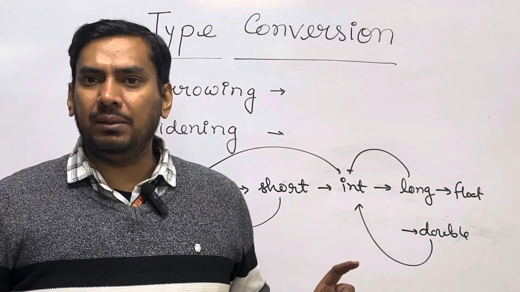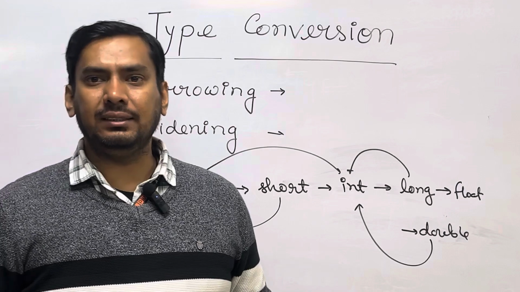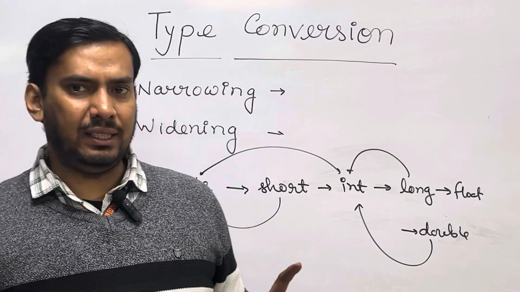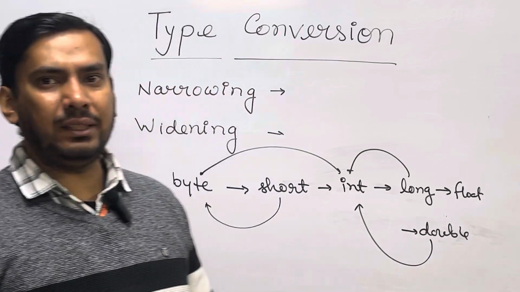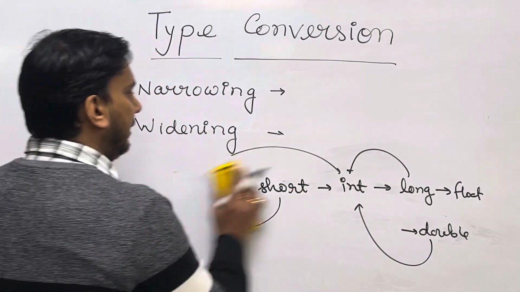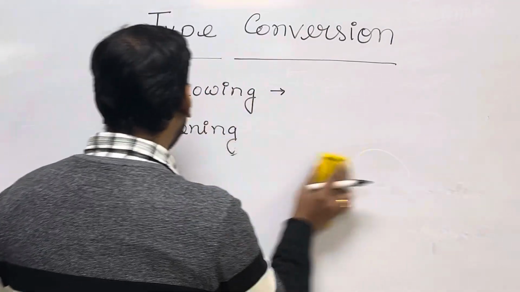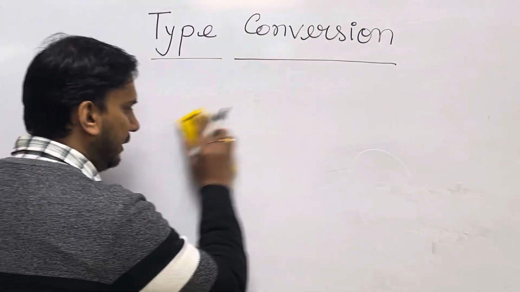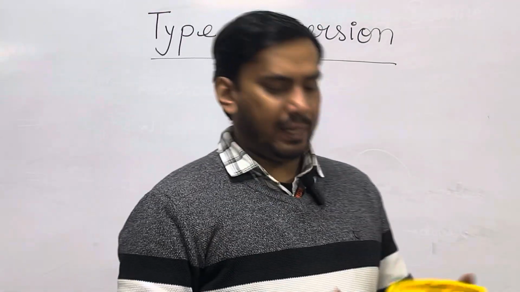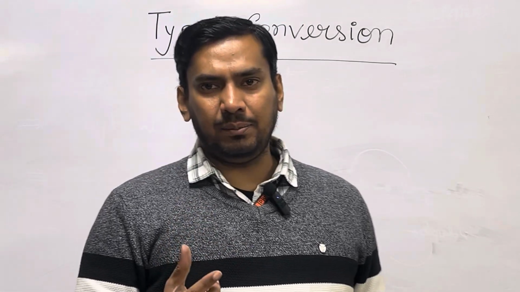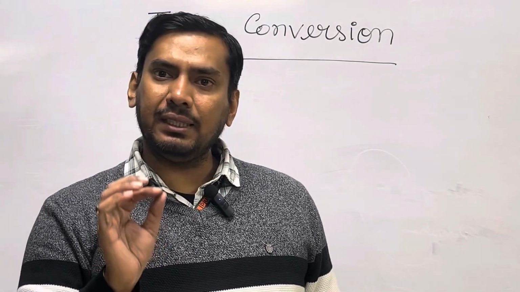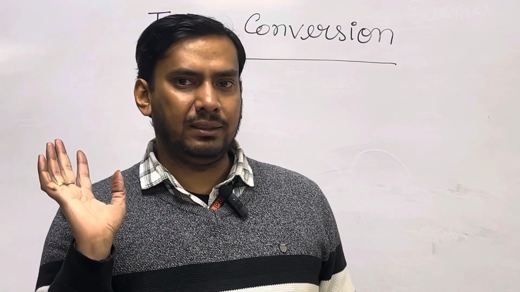Boolean is not compatible with any of the other 7 types. Boolean is not having any compatibility with any type, but char is having little bit compatibility here. So I'll discuss a couple of important points here regarding the char type. First thing is, char data type variable can be assigned integer literal.